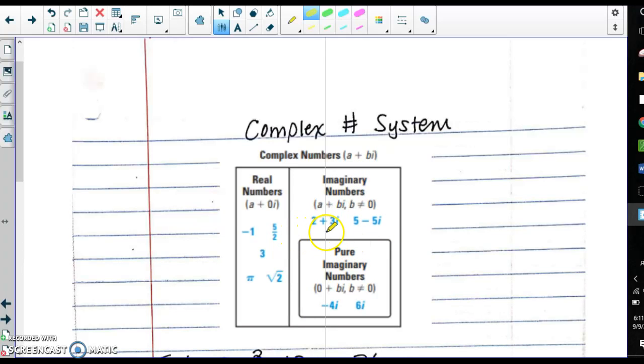system where you have complex numbers, like 2 plus 3i, 5 minus 5i, which we won't get into, like adding and subtracting those, in this class. That's more Math 3. And then you have pure imaginary numbers that just have -4i or 6i. There's no plus or minus a rational number.